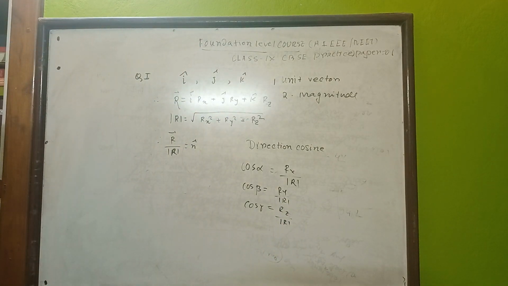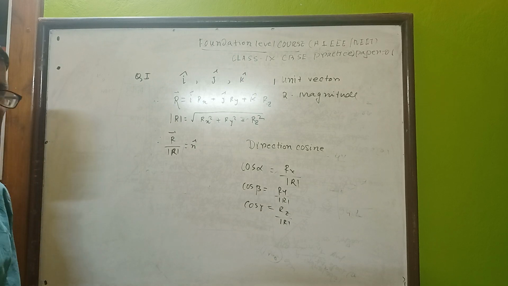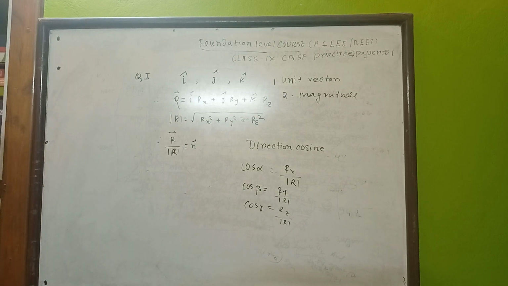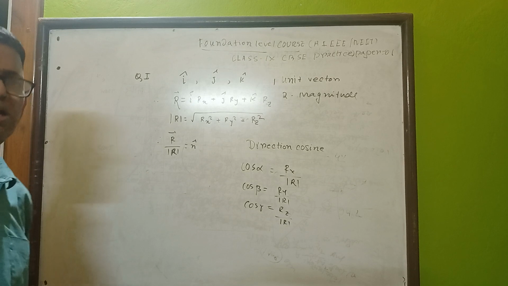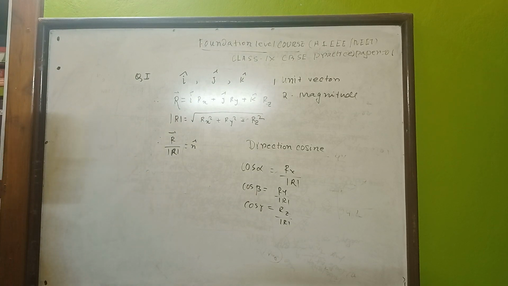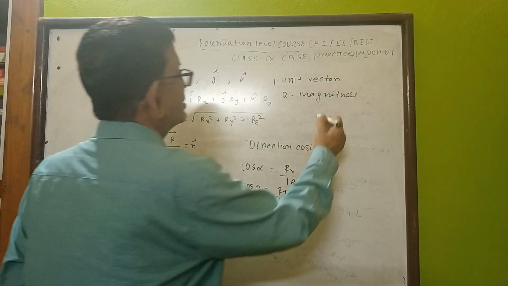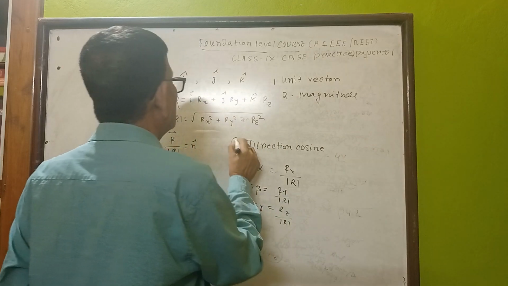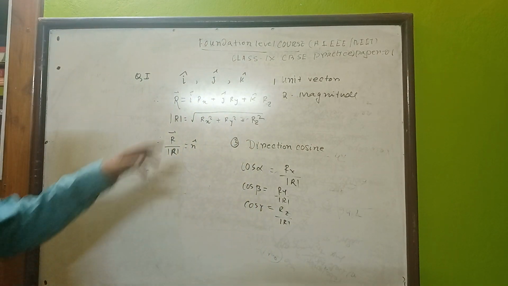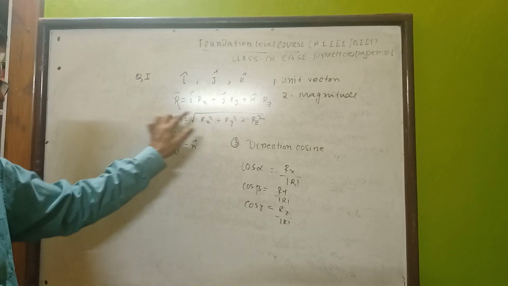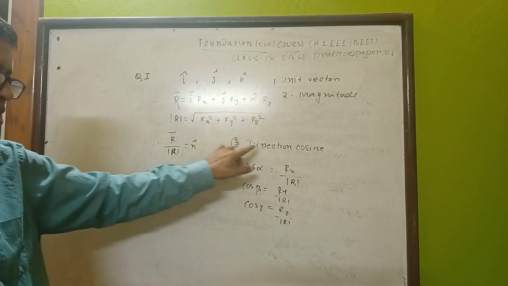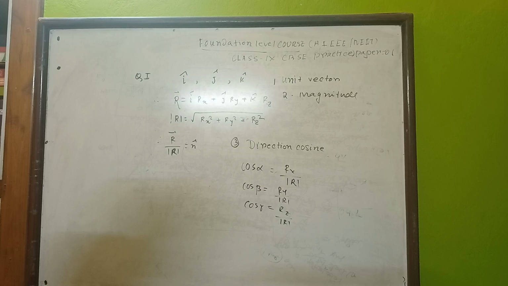You may ask, this is out of syllabus of CBSE class 9, but my course is not purely for CBSE class 9 only, NCERT based, but I am trying a foundation level course. That means 25% to 40% syllabus of 11 will be completed in class 9 and 10. This is the direction cosines, that is part 3. So you have learned a 3-dimensional vector, its magnitude I have calculated, and after that, direction cosines I have told you.